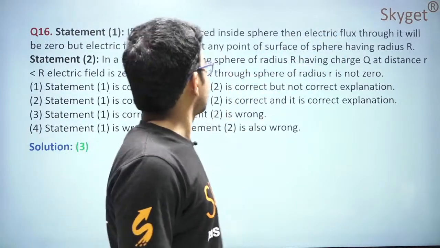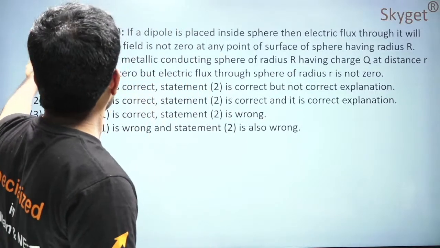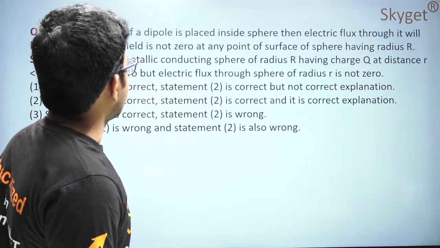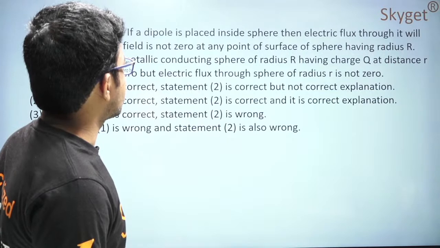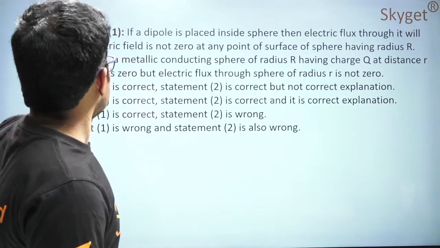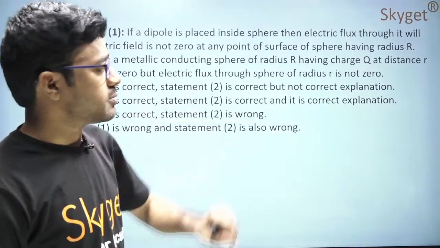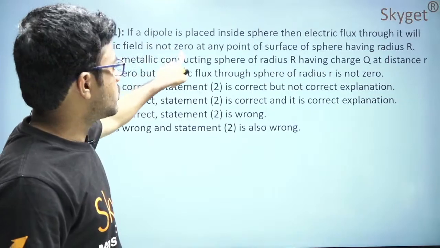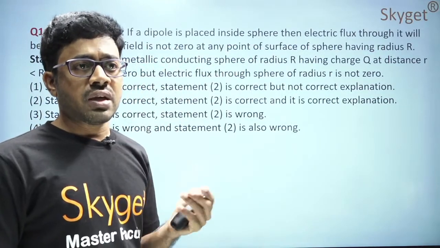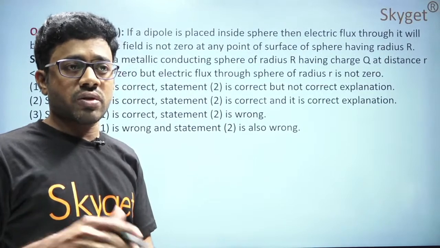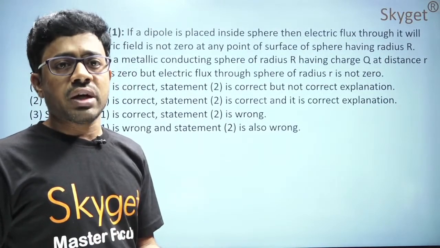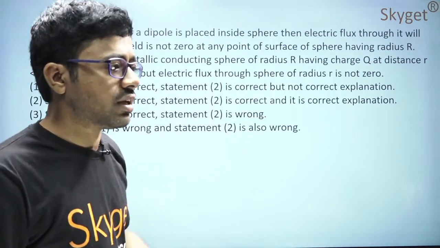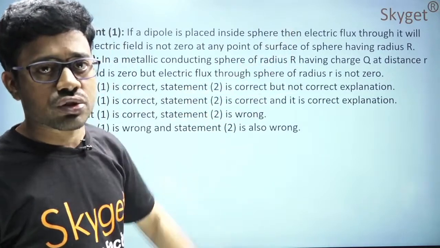Then the value of flux passing through it will be 0, but the electric field is not 0 at any point of the surface of the sphere having radius r. He says that if a dipole is placed inside a sphere, then the electric flux through it may be 0, but the electric field is not 0 at any point of the surface of the sphere, because as the dipole is inside the sphere, the flux passing through it will be 0, but it will cause a force, and definitely it will have a certain field intensity on the surface of the sphere. So statement 1 is true.